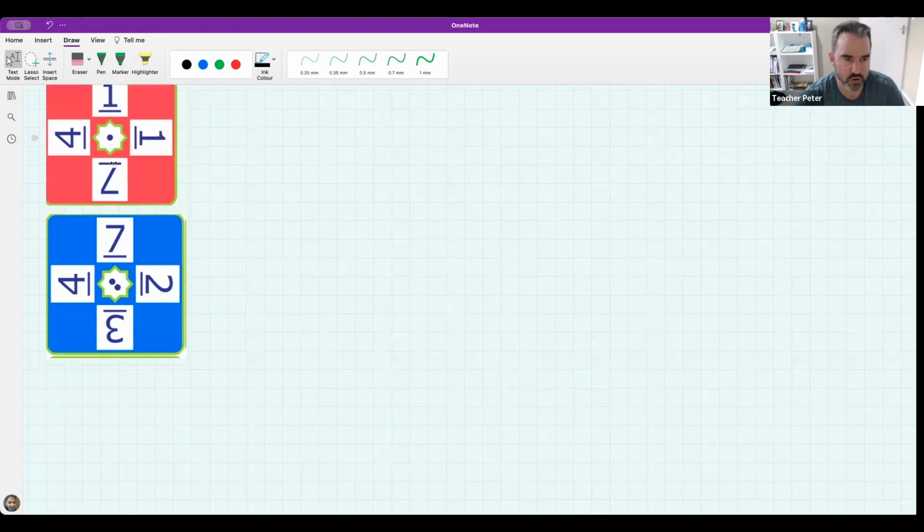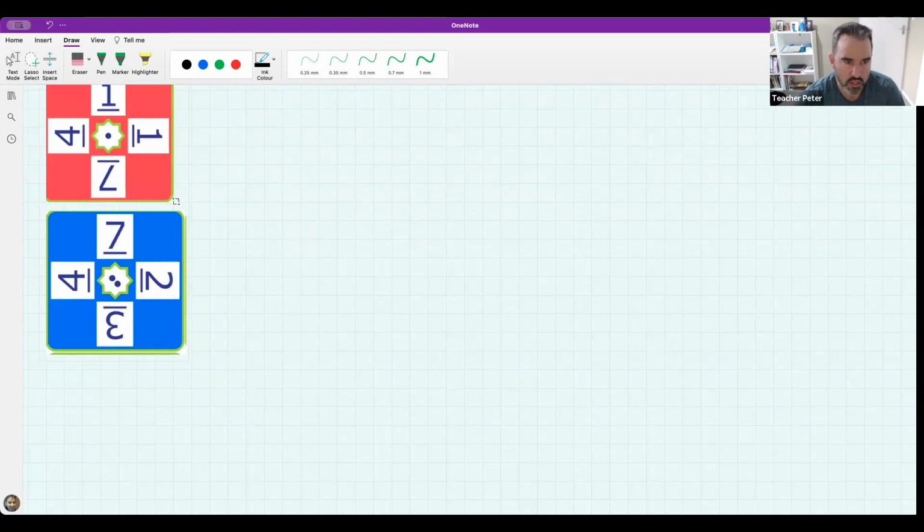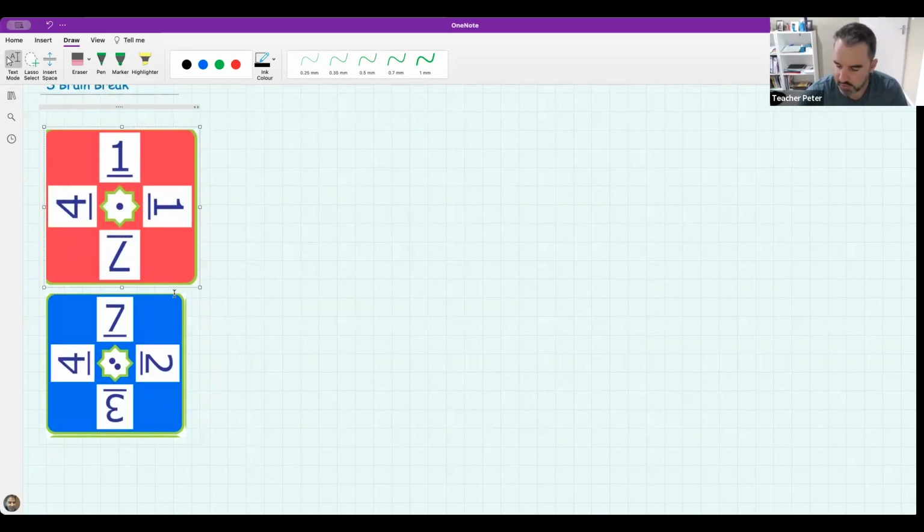I would like us to try and make 24 using either you can do the red card or the blue card. See if you can make 24 using these numbers.